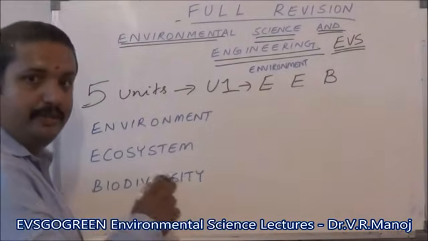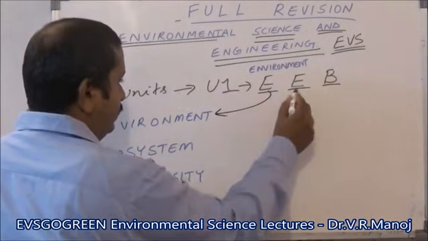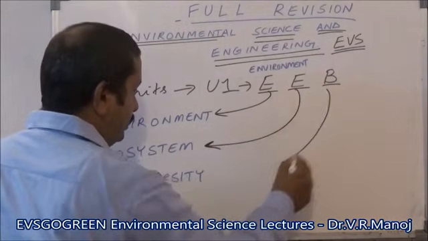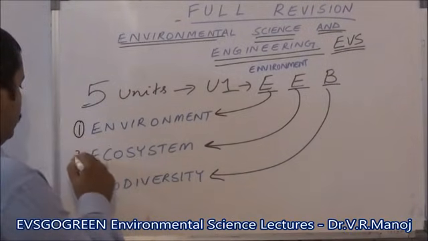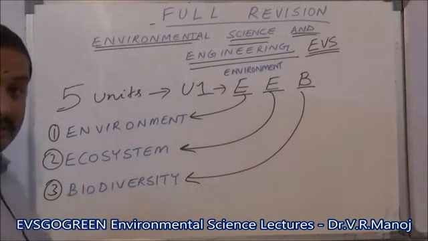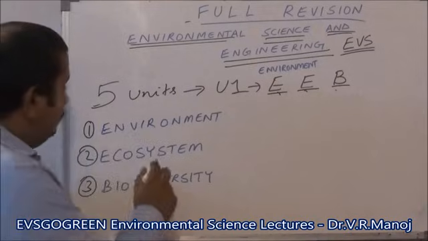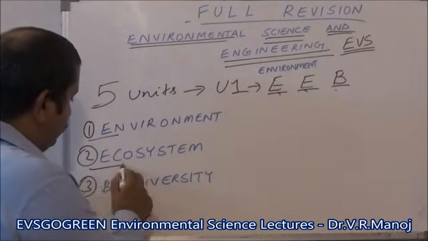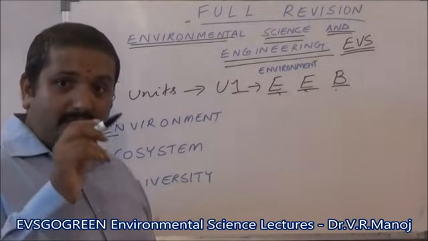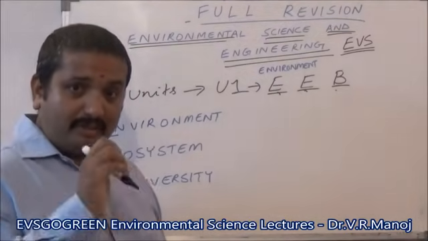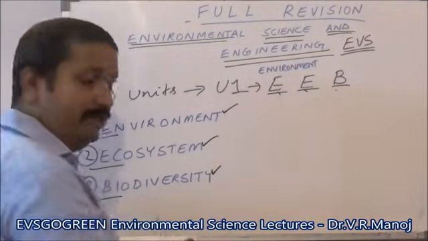Fine. Now we are in Unit 1, Environment, Ecosystem, Biodiversity. It is a 3-component system, 1, 2 and 3 parts. Okay. Now we will see the first part. Number 1, environment. Number 2, ecosystem. Number 3, biodiversity. There are separate points for each part of the first unit. So the first unit has 3 parts: environment, ecosystem and biodiversity.